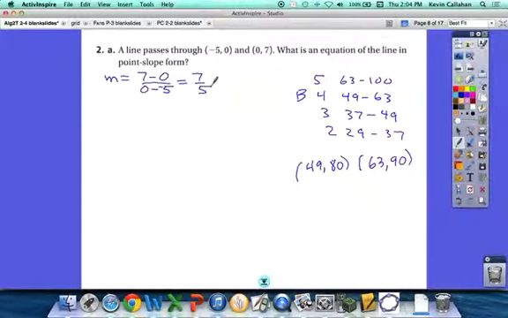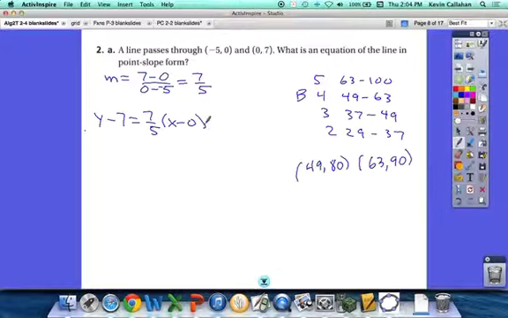Okay, now that we have the slope, how do we use the point slope form of a line? Well, definitely we're going to plug in the 7/5, but we got 2 points. Which point do you plug in? Doesn't matter, right? In the end, it doesn't matter. So let me use 0, 7, because there's no negative in there. Since it doesn't matter, I might as well. So I'll use y minus 7 equals 7/5 x minus 0.